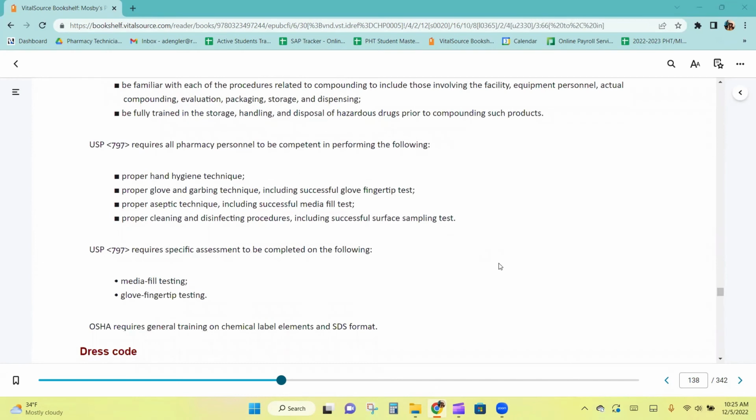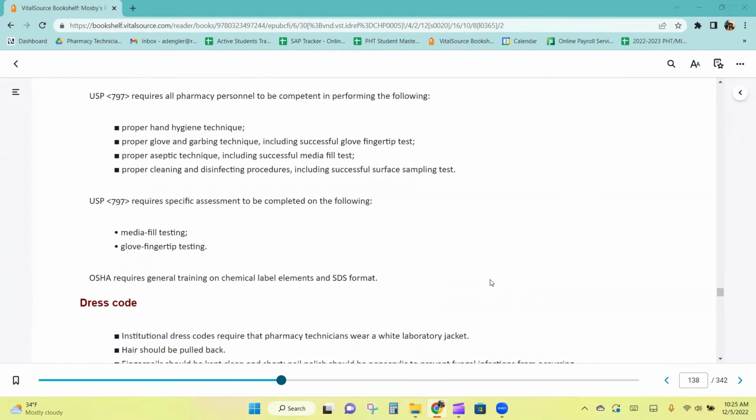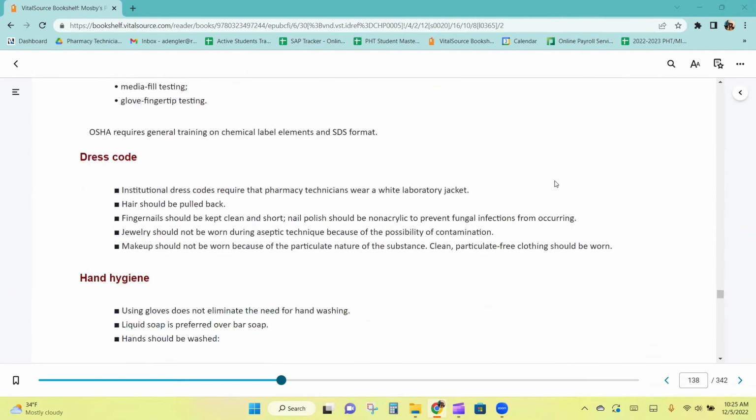USP 797 requires all pharmacy personnel to be competent in performing the following: proper hand hygiene technique, proper glove and garbing technique, including successful glove fingertip tests, proper aseptic technique, including successful media fill tests, proper cleaning and disinfecting procedures, including successful surface sampling tests. USP 797 requires specific assessment to be completed on the following: media fill testing and glove fingertip testing. OSHA requires general training on chemical label elements in SDS format.